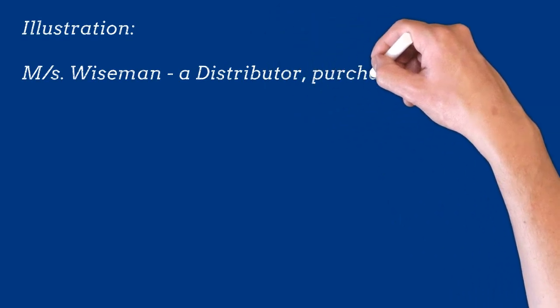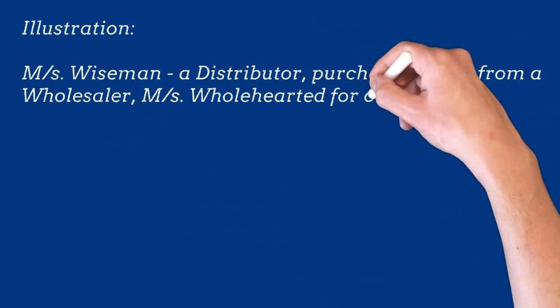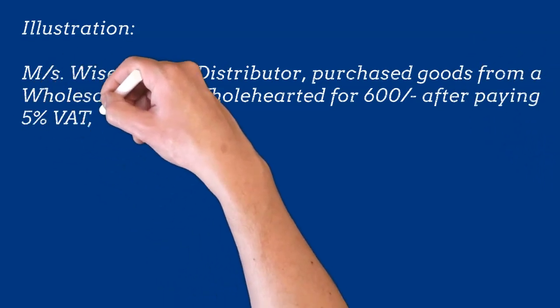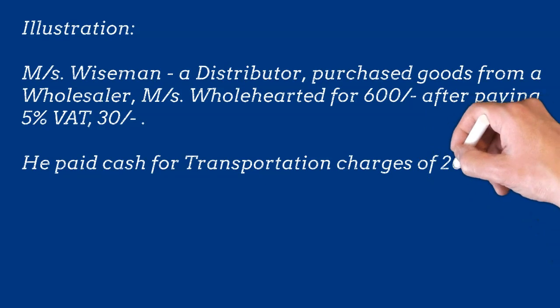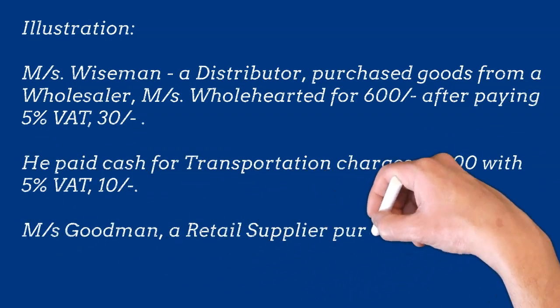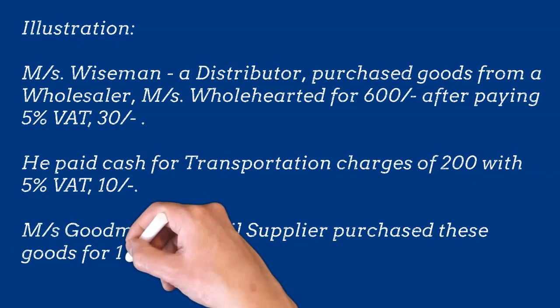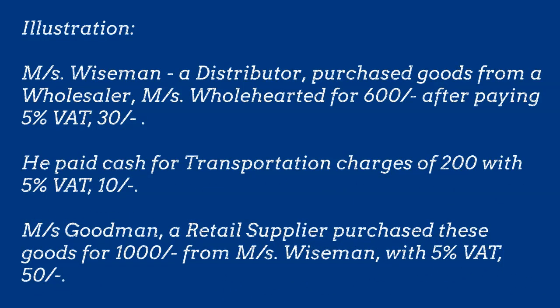Let us consider the example of a trading business. Messrs. Weissman, a distributor, purchased goods from a wholesaler, Messrs. Wholehearted, for 600 after paying 5% VAT, that is 30. He paid cash for transportation charges of 200 with 5% VAT, that is 10. Messrs. Goodman, a retail supplier, purchased these goods for 1000 from Messrs. Weissman with 5% VAT, that is 50.